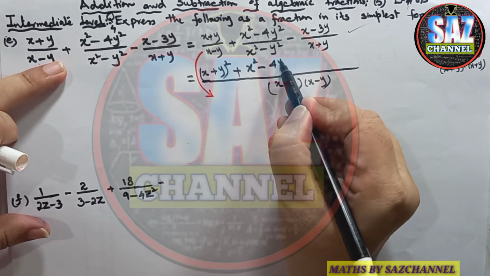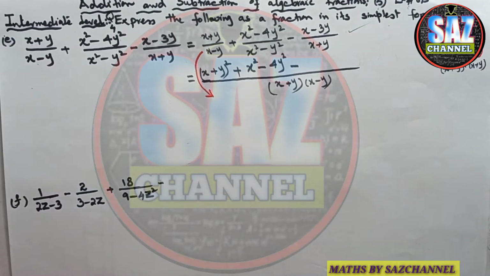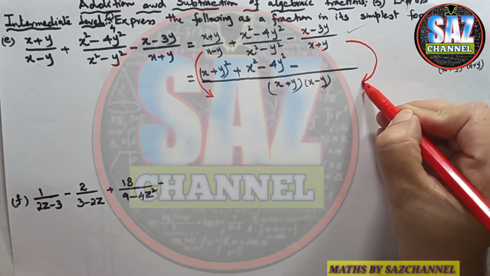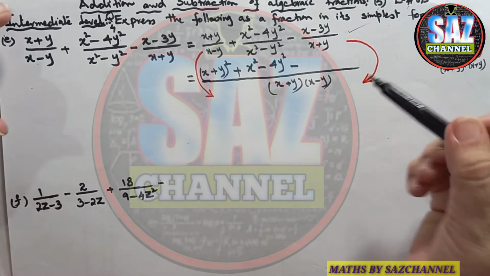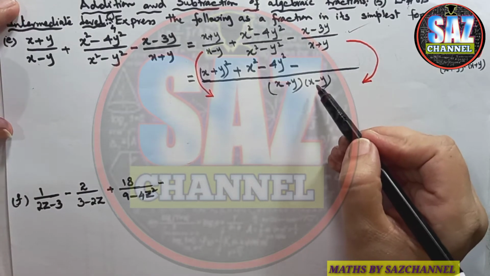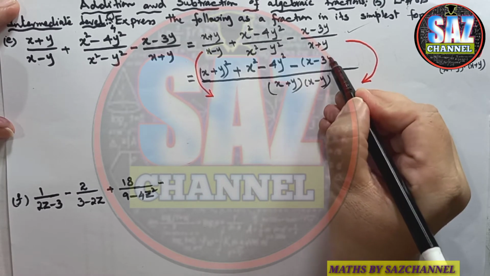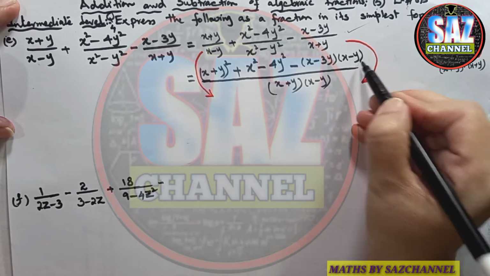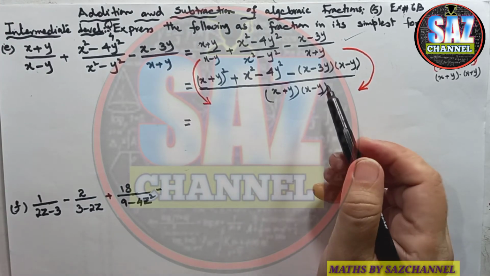Coming to the third fraction, we can see that the denominator of the third fraction is x plus y, while the LCM is x plus y multiplied by x minus y. It has the deficiency of x minus y. So we will be multiplying x minus 3y with x minus y. Now, in the next step, we have to expand these brackets carefully.